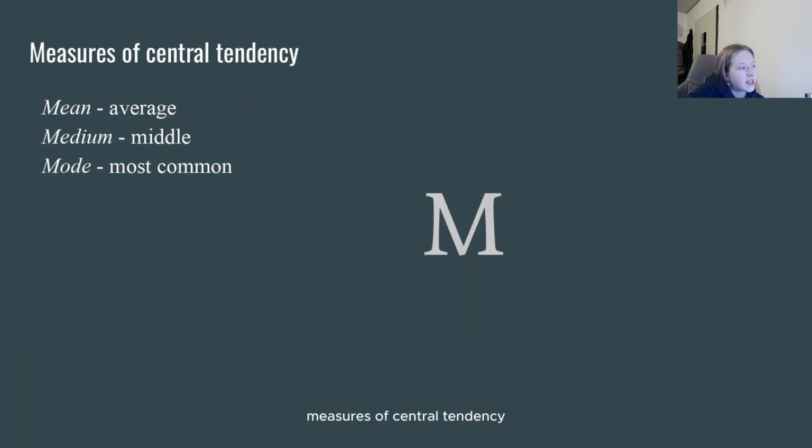Measures of central tendency. Now let's talk about measures of central tendency. The statistical tools we use to find the average or typical value in a dataset. Mode, the most frequent value in a dataset. Median, the middle value when data is ordered numerically. And mean, the sum of all values divided by the number of values, also known as average. Mean will also be in our formula sheets as M.